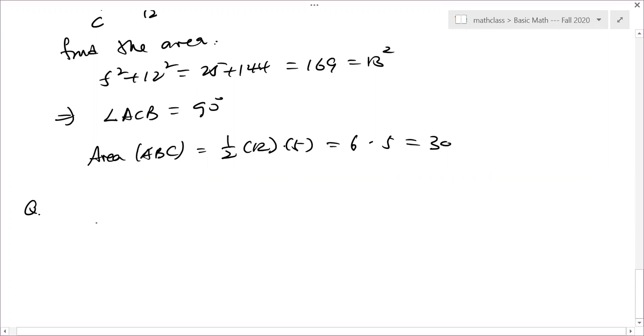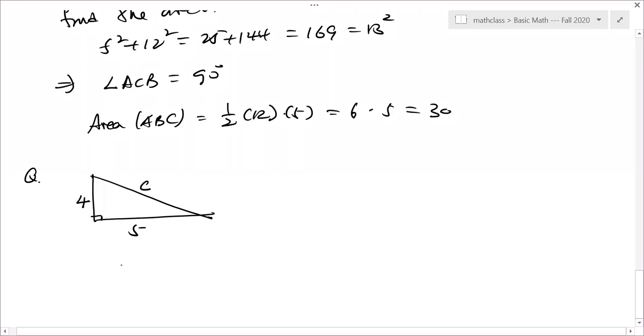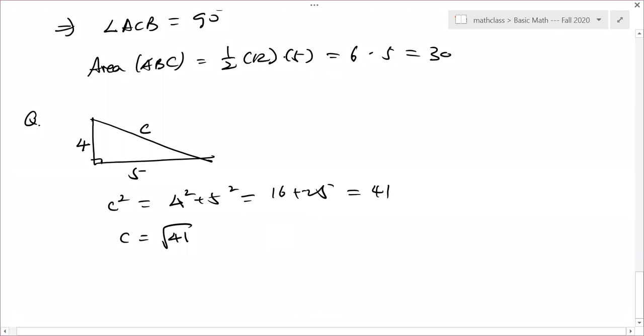All right, so now if you have a right triangle here, if you know this side and this side, how about the other side? Well, by the formula, C squared equals 4 squared plus 5 squared, so 16 plus 25, which is 41, so C is the square root of 41.